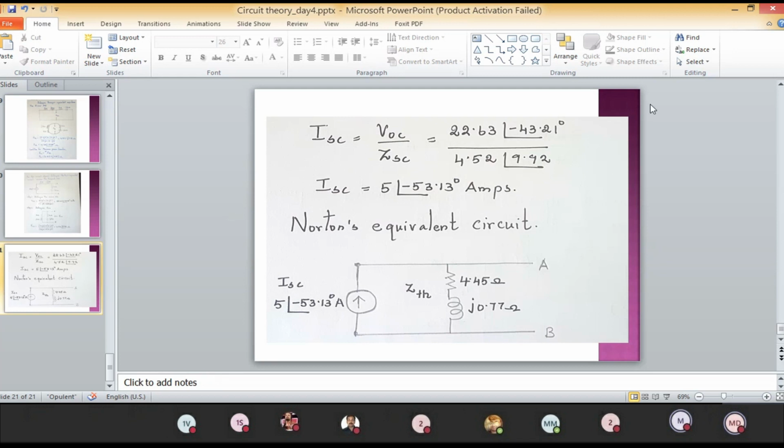If you find any difficulty in determining the short circuit current, you can go for Thevenin's voltage, or Thevenin's open circuit voltage. From that, you can find the short circuit current because both are dual. So the final solution is short circuit current in parallel with Thevenin's equivalent impedance. Now let us proceed with some further problems.